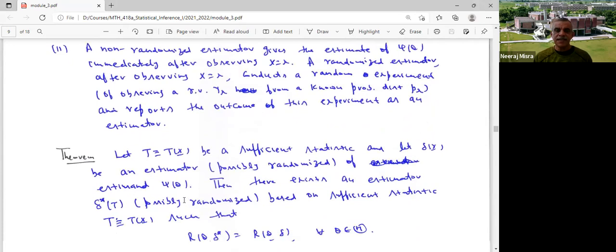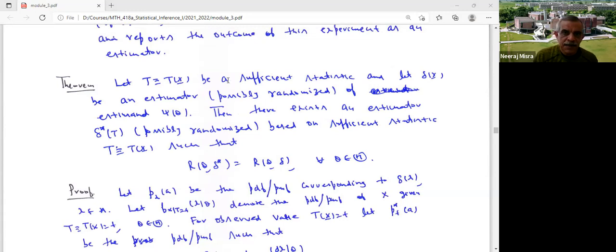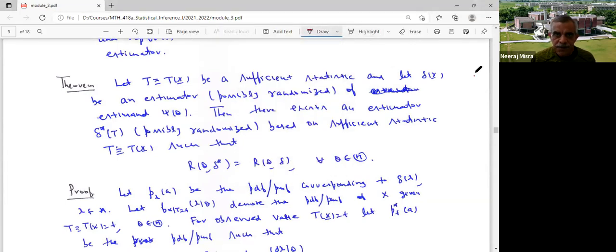So this is the result, right? It says that let T be a sufficient statistic and delta(X) be any randomized estimator. Then there exists an estimator delta star, which again could be randomized, based on the sufficient statistic T, such that the given estimator and that estimator delta star, which is based on the sufficient statistic, would have the same risk.